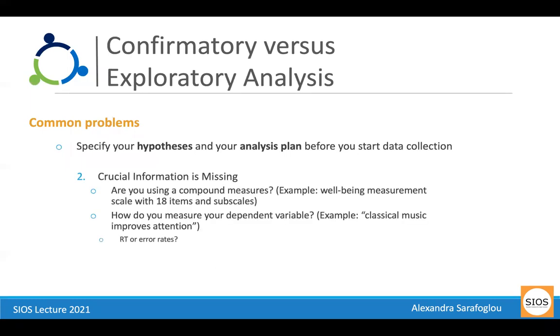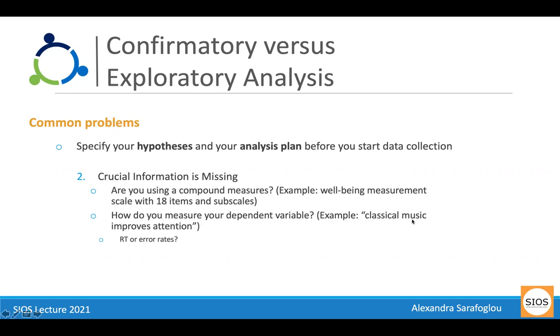Then another common problem that I see a lot is that some crucial information is missing. And this is more often at the stage of the pre-processing of the data. For instance, every single time you do survey studies and you include measurement scales, for instance some kind of well-being scale with 18 items and specific subscales, researchers often are not really specific about whether they're going to use every single item in their analysis, whether they will only include a subscale, or whether they take just the mean of all variables and then only have one dependent variable. So these kinds of things are good to keep in mind every time you're using a scale, to really be specific about how you are going to combine all these items in your survey.